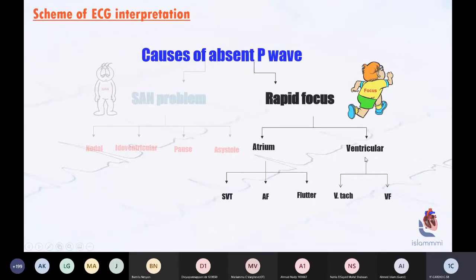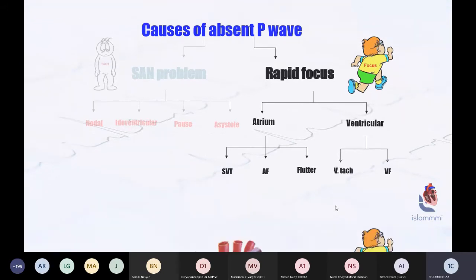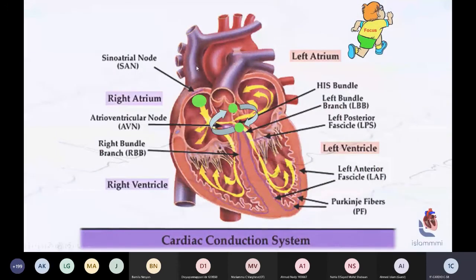If the stronger point comes from the ventricle, we have 2 types: ventricular tachycardia or ventricular fibrillation. Let's see one by one. As we said, the SA node is working perfectly, but for one reason or another we have a stronger point here which is firing impulses stronger and faster than the normal pacemaker. That's why now this is the pacemaker.